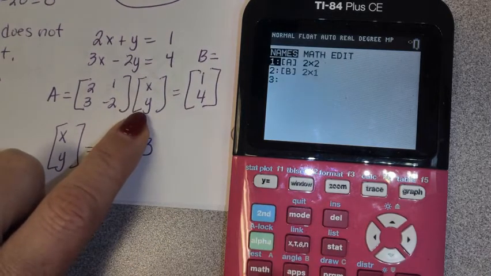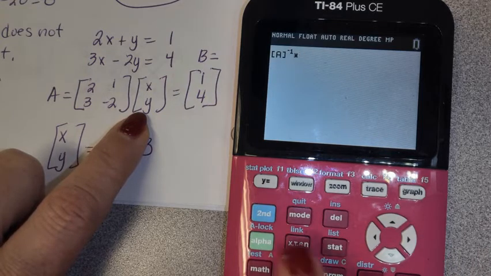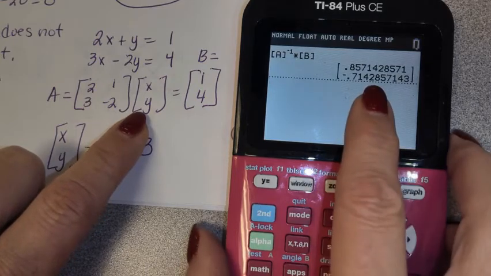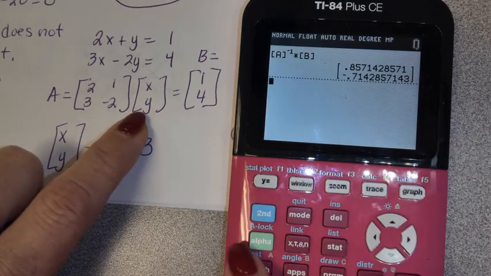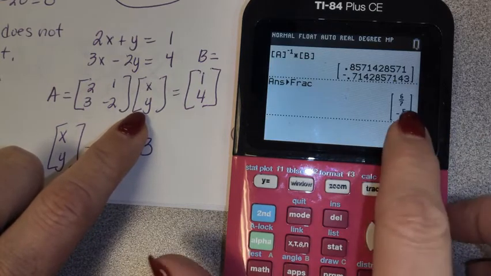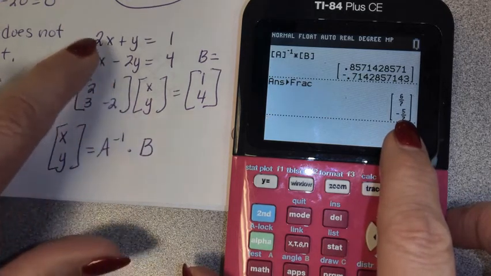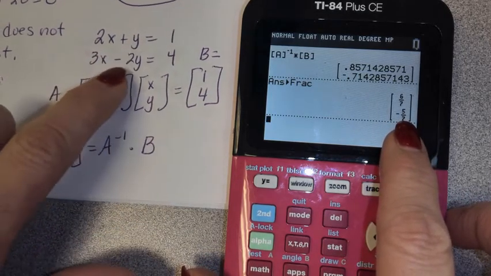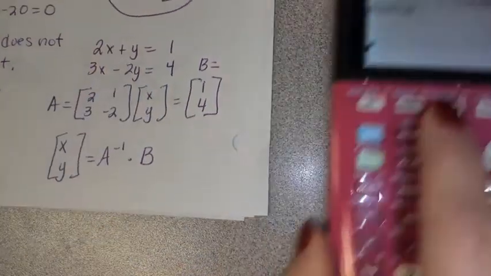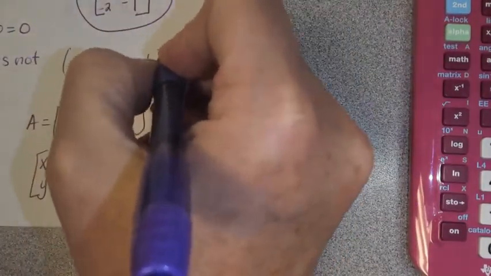And to solve for x and y, I go back to matrix. I'm going to do my A to the -1, that's the inverse, times matrix B. And that's going to give me this answer. That's going to be the solution. Now that's a really ugly answer. I can math frac it and I can get these solutions. Those are going to be the solutions to x and y. That would have been pretty difficult to do by any other method, like substitution or elimination. We can do it that way.